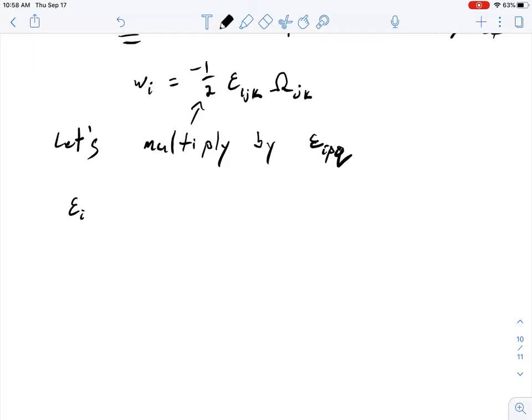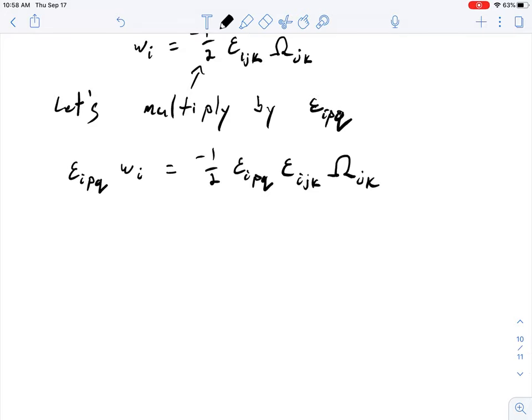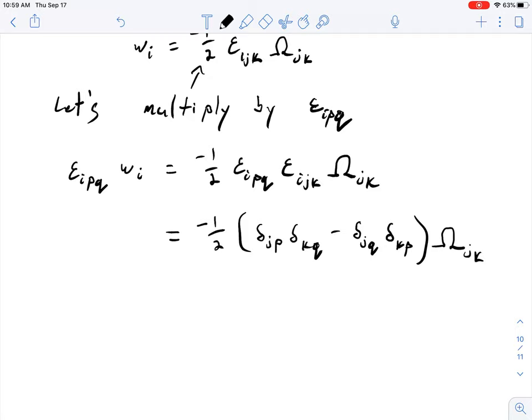So epsilon IPQ Wi is equal to minus 1/2 epsilon IPQ epsilon IJK omega JK. We can use the epsilon delta identity to say that this is equal to minus 1/2 (delta JP delta KQ minus delta JQ delta KP) omega JK.